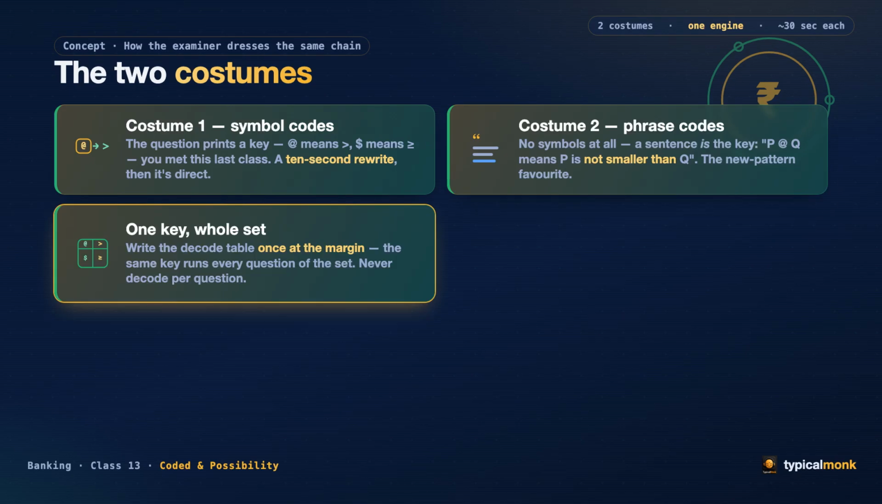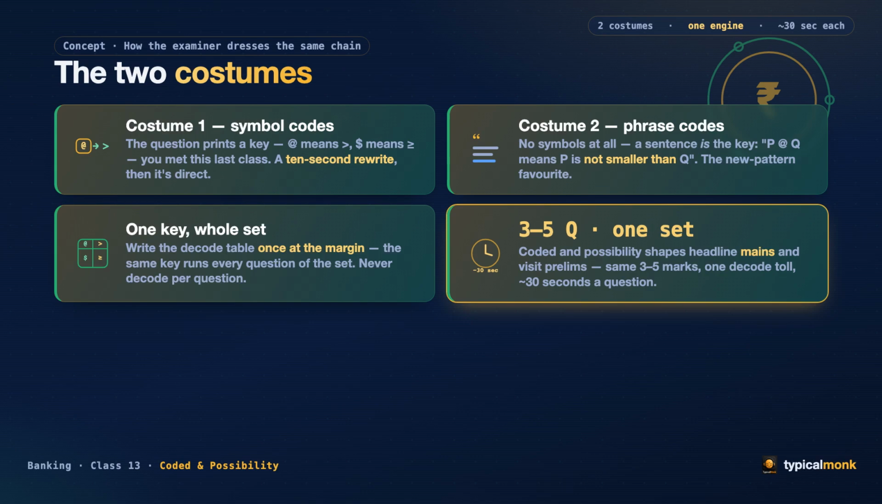Tile 3, one key, whole set. Write the decode table once at the margin. The same key runs every question of the set. Decoding again for every question is a donation of time. And Tile 4, where this chapter lives. Coded and possibility shapes headline the mains and visit prelims too, the same 3 to 5 marks, 1 decode toll, and roughly 30 seconds per question.